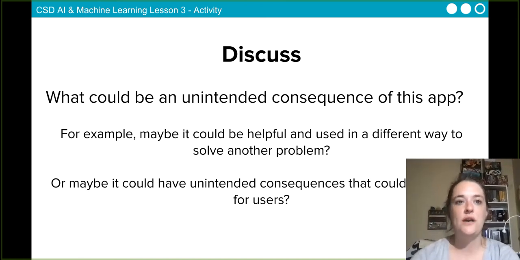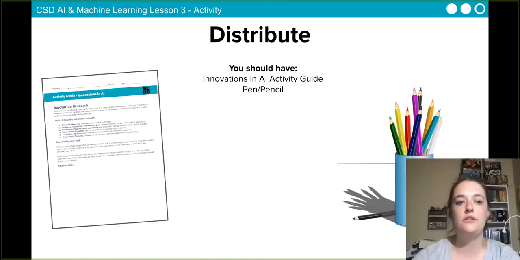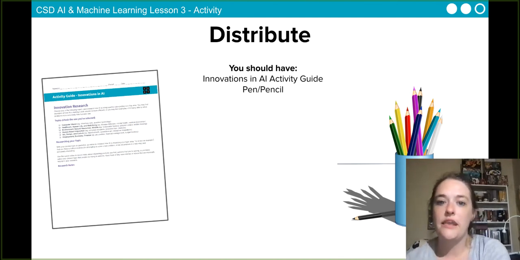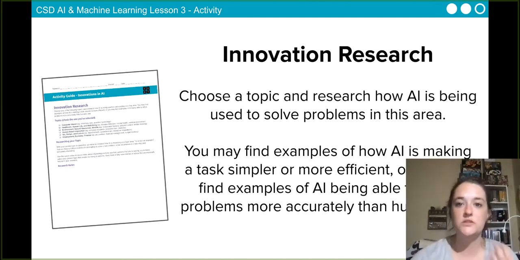I want you to go ahead and download the activity guide if you've not already done that, and also download the resource document that's also on the assignment post. So these are your instructions for this activity.